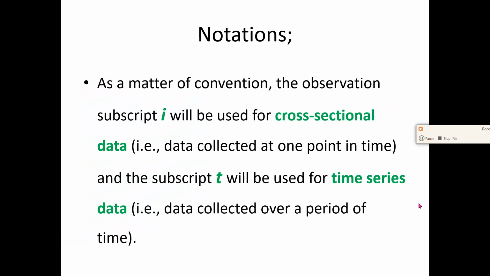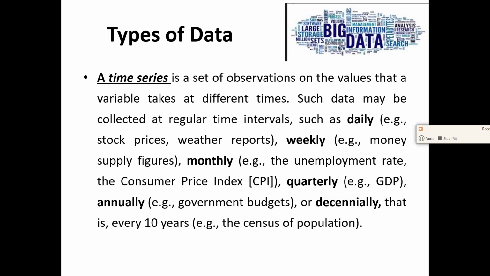Okay, so next we are going to discuss the standard or conventional notations that are used to express different types of data. We are also going to discuss what is cross-sectional data and what is time series data. For now, let's understand that the subscript i is used for variation in cross-section, whereas the subscript t is used for variation in time. So let's understand these in further detail.